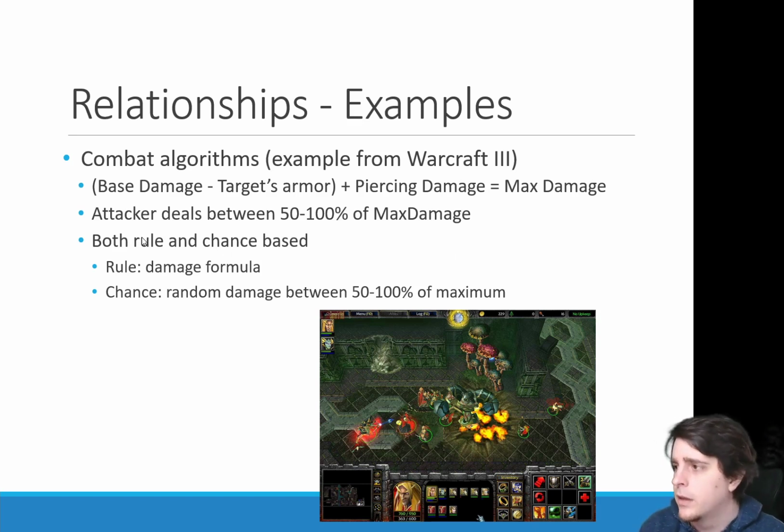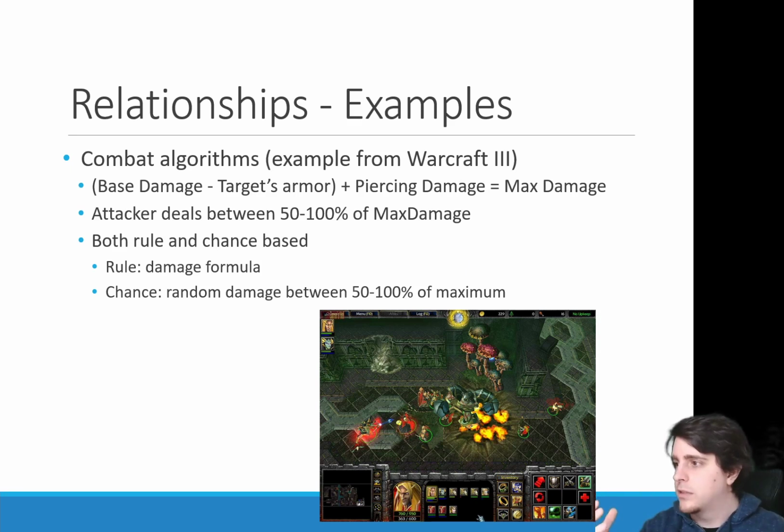We also have a rule within this combat relationship algorithm that says the attacker on any attack deals between 50 and 100% of that maximum damage. And so here we have a relationship that is both rule-based and chance-based, like I was talking about before.